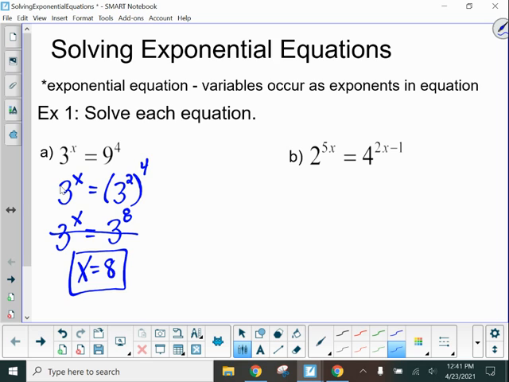And you can always take that 8 and plug it back in for the x in the original problem and make sure that your left and right sides are equal. So for part B, I have a base of 2 and a base of 4. I can rewrite.